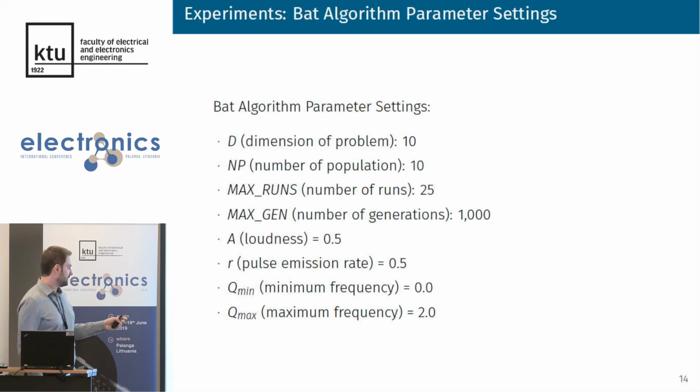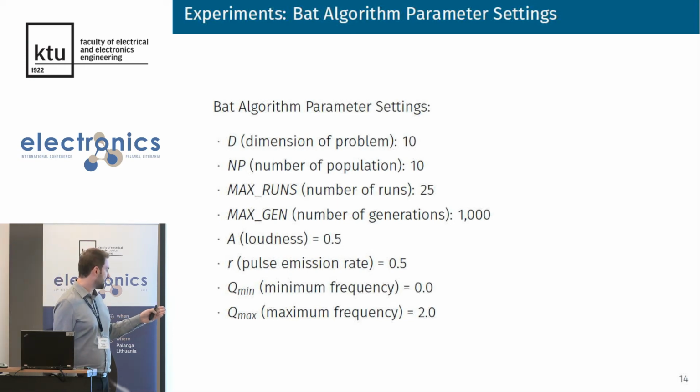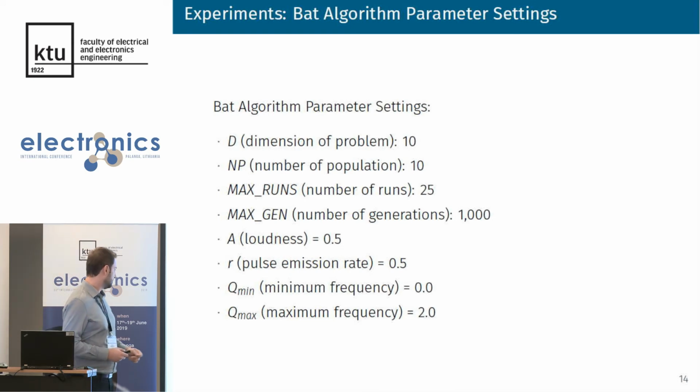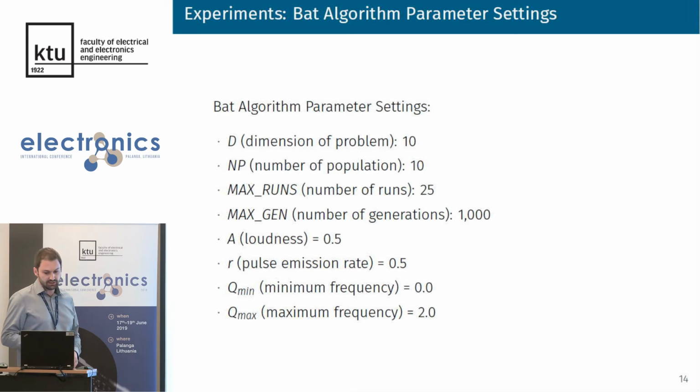So eventually in each generation there is performed 10,010 function evaluations against each benchmark function. And the last 4 parameters are specific to the BET algorithm, which represents the signal loudness, pulse emission rate, and the minimum and the maximum frequency.